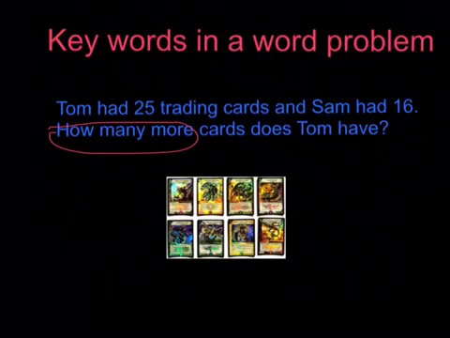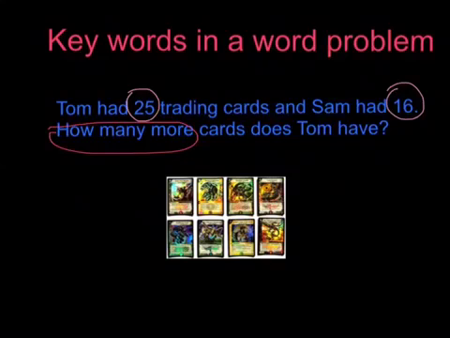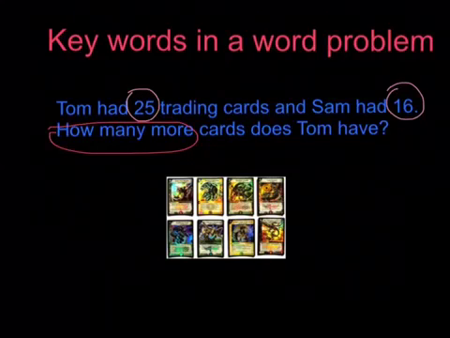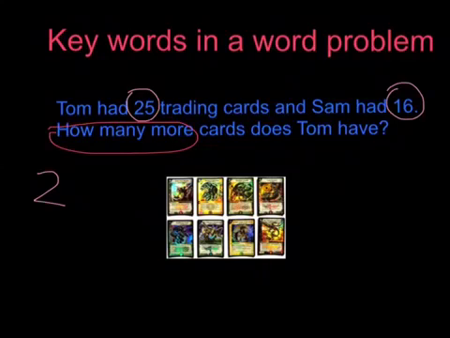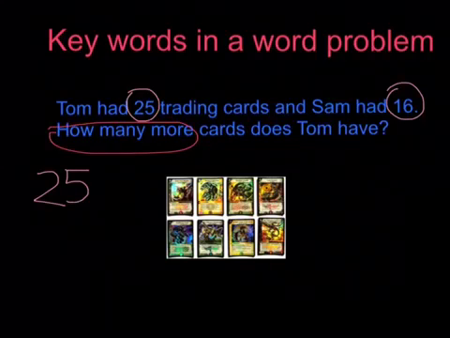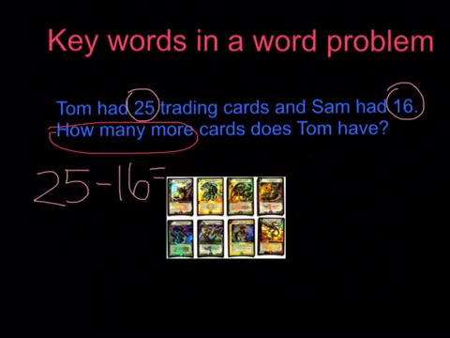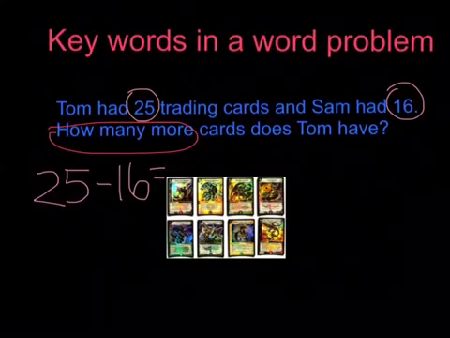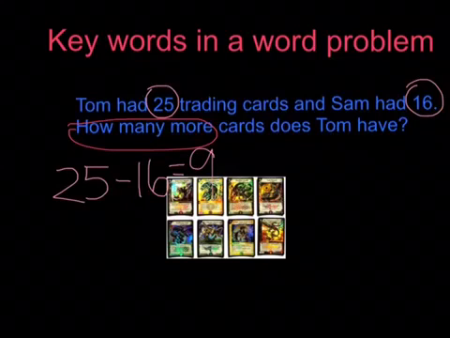Let's circle the other key information in this word problem. So there's the number 25. That's how many Tom had. And this is how many Sam had, 16. So what do you think our number sentence would be? We always start with the bigger number when we're doing a takeaway. So 25, that's how many Tom had. Take away 16. If we do that, that will tell us how many more Tom has than Sam. And he has 9 more.